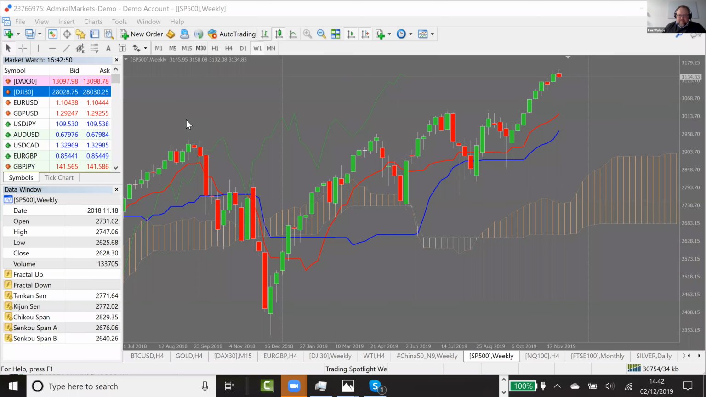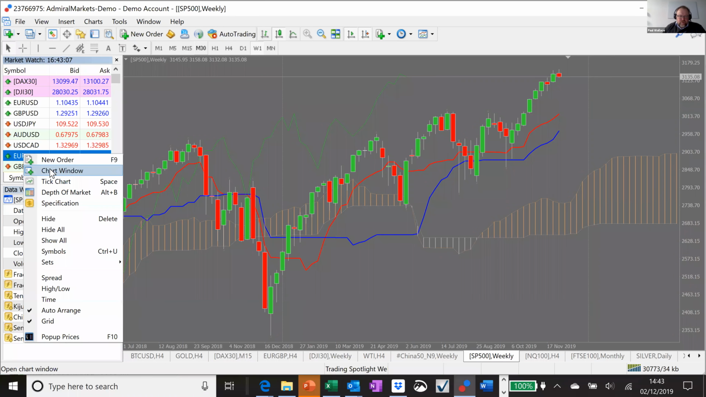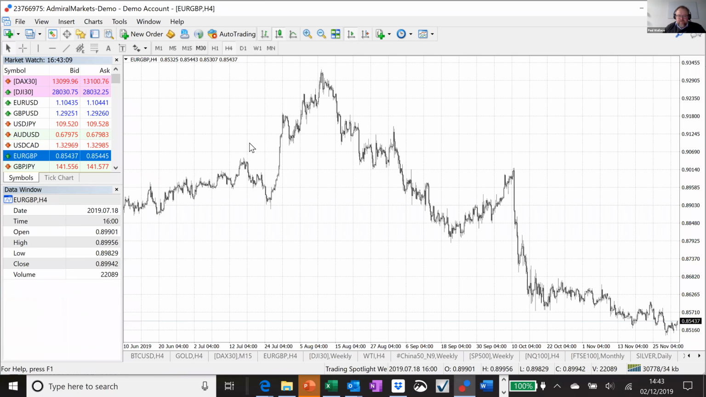So firstly, this is Admiral Markets MetaTrader 4 Supreme Edition. Firstly, you need to know how to set it up. So let's have a little look. We're just going to start with Euro Sterling. I've got a Euro Sterling chart window, which you can see I've just brought up there. I'm just going to move some of these elements around.